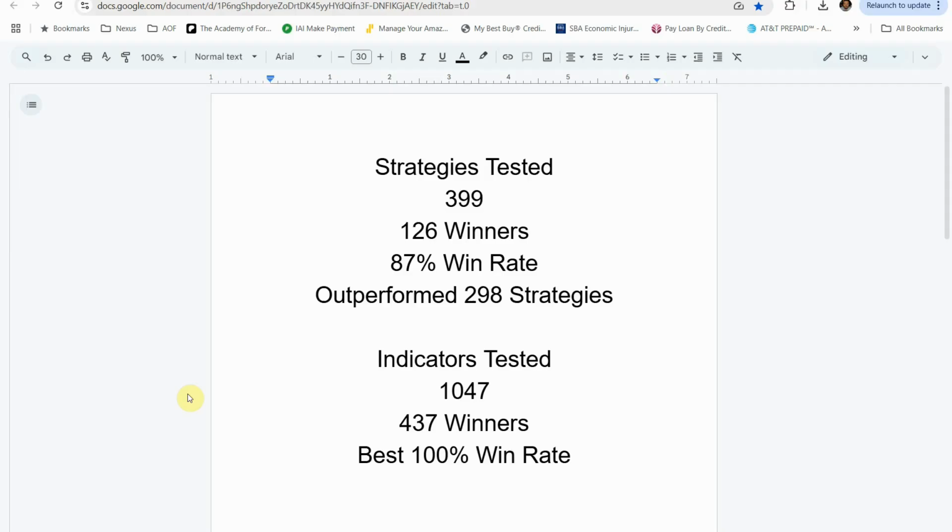Alright, as I said, today we will be testing a Forex day trading indicator. Before we do though, I wanted to put the testing scoreboard up for everyone to see. So to date, we have tested a total of 399 different strategies, with 126 of them being winners. The best one so far was able to achieve an 87% win rate. That was achieved using the Academy of Forex indicator. And so far, since we've been keeping track, it has outperformed 298 of the other strategies that we have put it up against, every single one so far. We've also tested a total of 1,047 indicators, with 437 of them being winners.